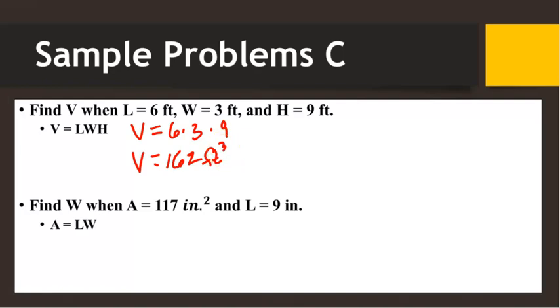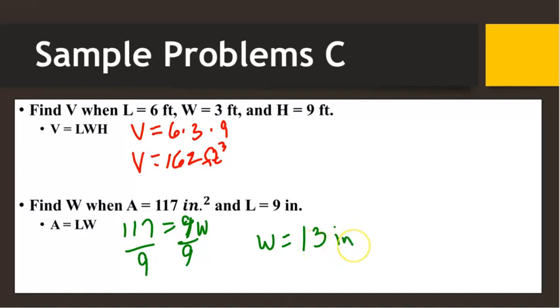And then this one, we're using area. They gave us the area of 117 and the length of 9. We need to find the width. So I'm going to divide everything by 9. The width is going to equal, 9 goes into 11 one time. 11 minus 9 is 2. Bring down the 7, so 27. 9 goes into 27 3 times. So this would be 13 inches.